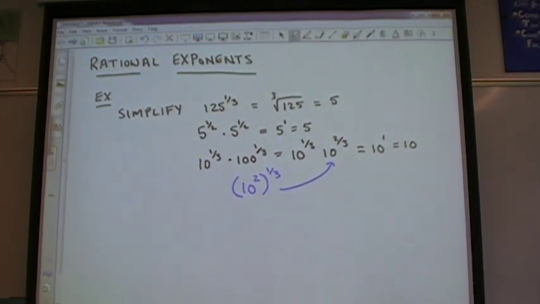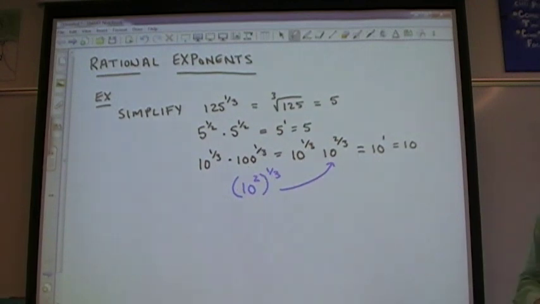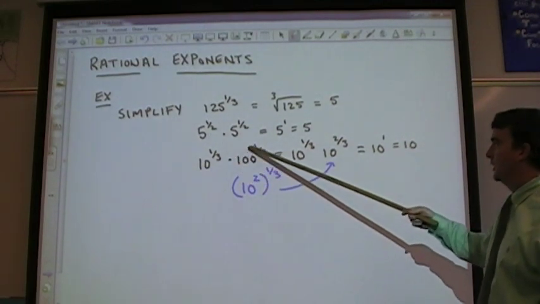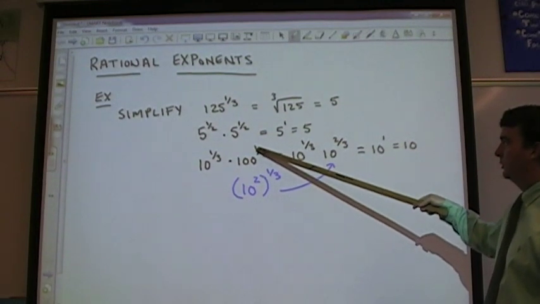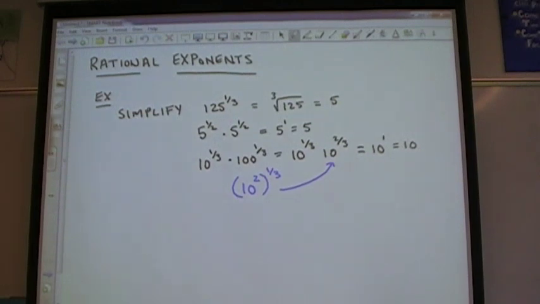When you multiply a square root by itself, square root of 5 times square root of 5 is just 5. Not any radical, that's just for square roots. And all of these had 1 as the numerator. If the numerator is something other than 1, then you have to raise it to that power. Okay, let's look at the next example.